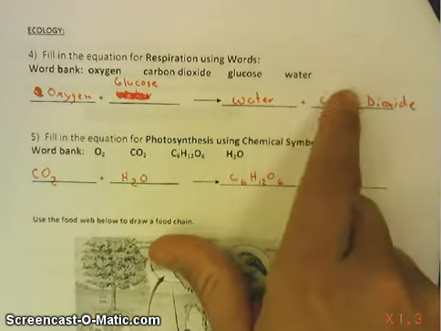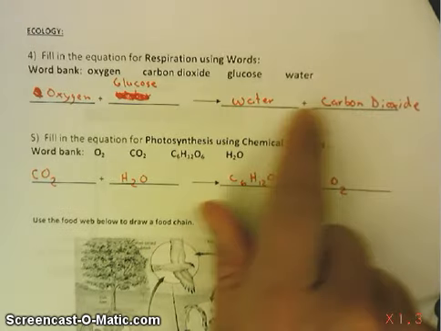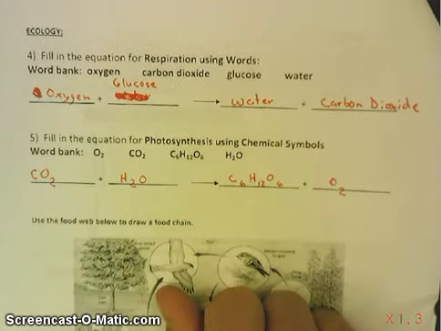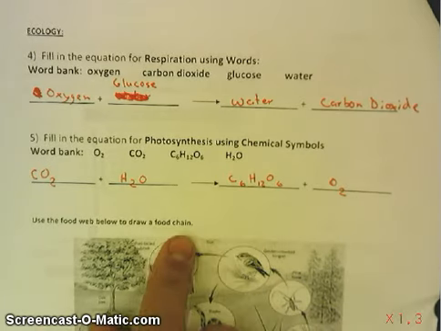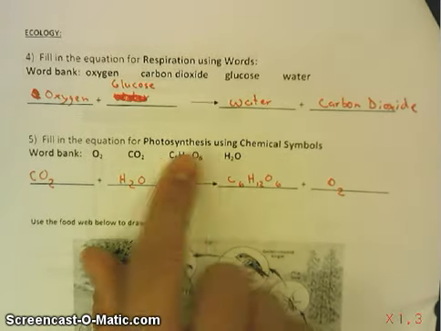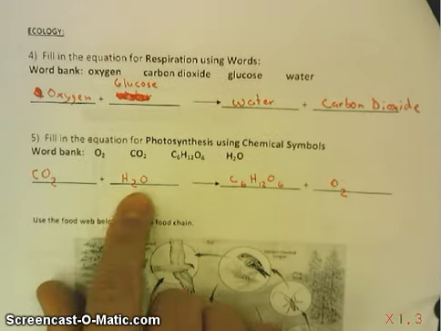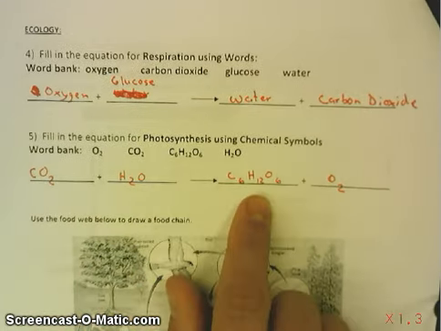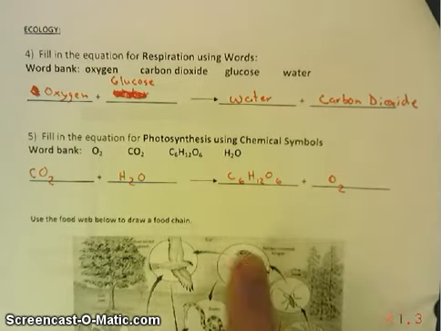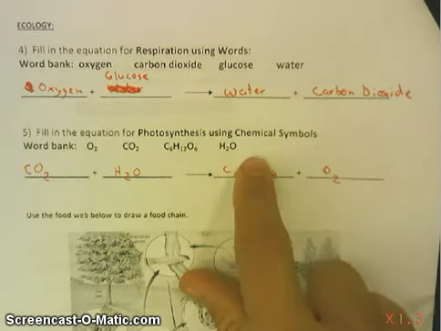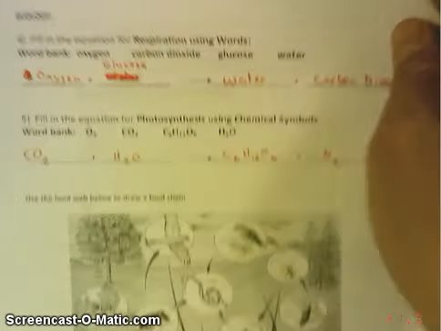Or you could have switched around water and carbon dioxide on this side. That would also be okay. But you cannot have water or carbon dioxide over here or vice versa. In this one, you needed to use the equations. In this case, I asked for the photosynthesis equation. Carbon dioxide plus water, CO2 plus H2O, yields C6H12O6, which is glucose, plus oxygen. And they could be switched around this way, but they have to be on this side of the arrow. They have to be on the correct side of the arrow.